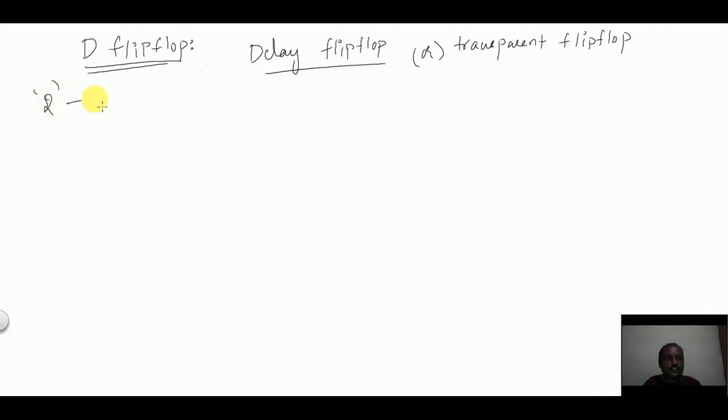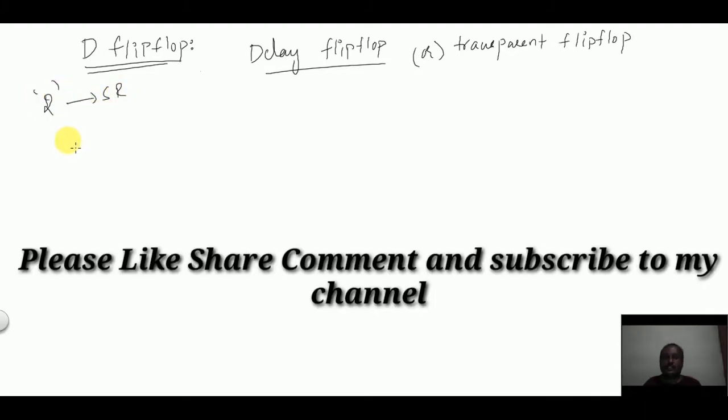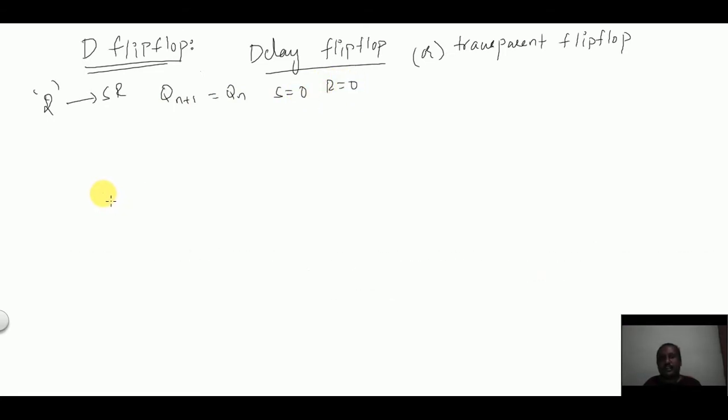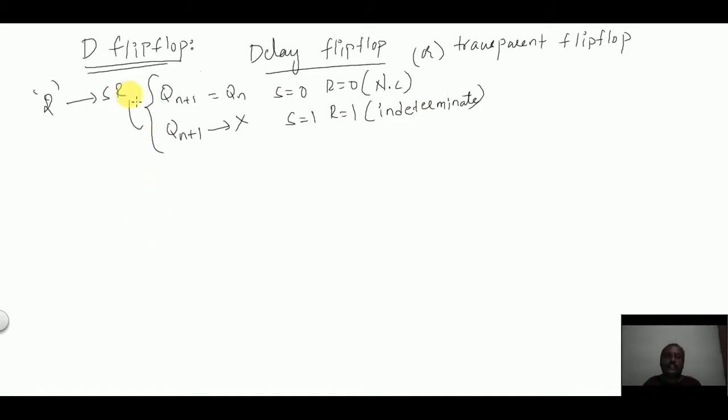There are two conditions in SR flip-flop which are to be eliminated. Qn plus 1 is equal to Qn when S is equal to 0 and R is equal to 0, so there is no change condition. And Qn plus 1 is indeterminate when S is equal to 1 and R is equal to 1. These two conditions are going to be eliminated in D flip-flop.